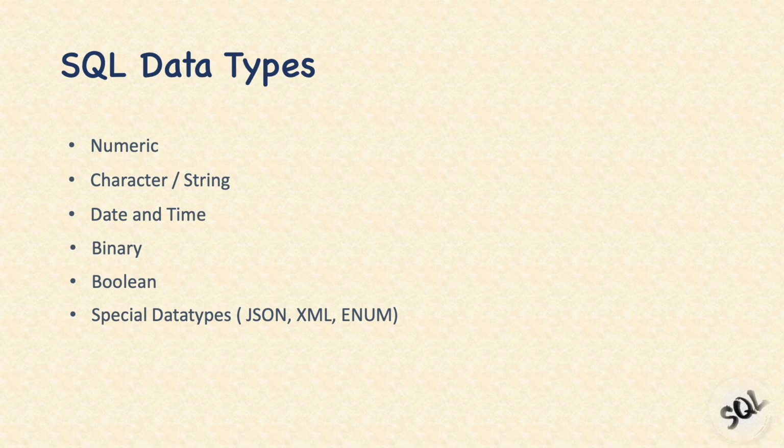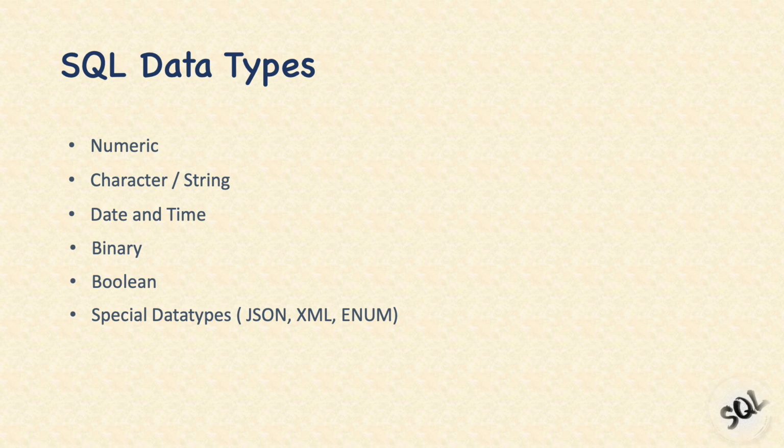Numeric data types store numbers, which can be integers, decimals, or floating point values, whereas the character or string data type stores text and string values. The date and time data type can store dates, times, or both. SQL also supports the binary data type. The binary data type can store binary data like images, audio, or video.